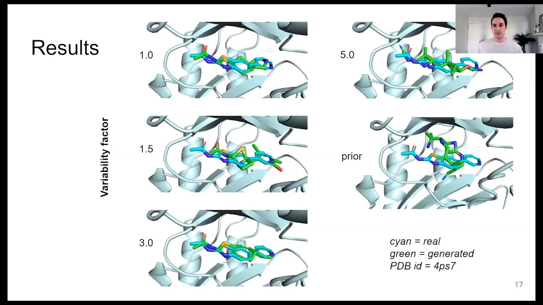These images show examples generated using the different sampling methods for a single target, which was PDB-ID 4PS7. The real active molecule, which was used as the input for posterior sampling, is displayed in cyan. The generated molecules are displayed in green, and they were selected based on their predicted affinity score. As you can see here, with a low variability factor, the generated molecules tend to have a more similar structure to the input, and they get more dissimilar as the variability factor is increased. The prior molecule is very different in structure and binding mode from the true active.